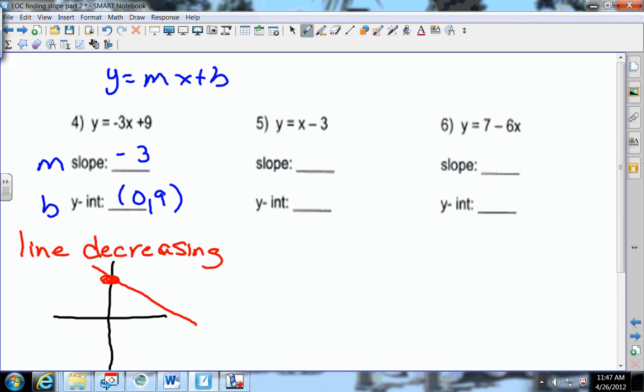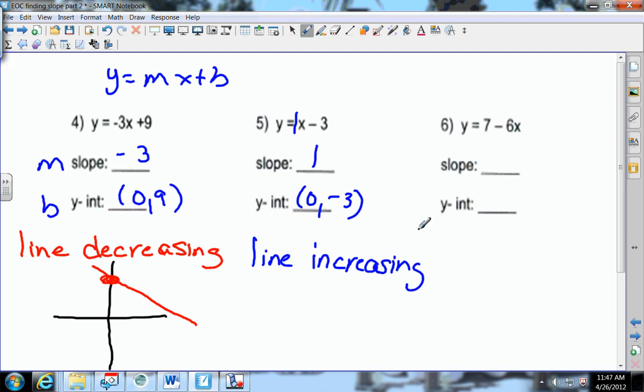Next one here. One of the biggest mistakes people make with slope is they tell me that the slope is x. It is not x, you're right. What number's in front of the x? A 1. Y'all don't have to yell at me. I'm just playing. Okay, it is 1. Is my line going to be increasing or decreasing? The slope is positive, so it's going to be increasing. I know you were joking. Okay, y-intercept would be 0, -3.